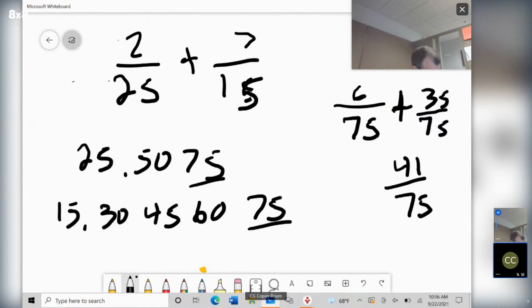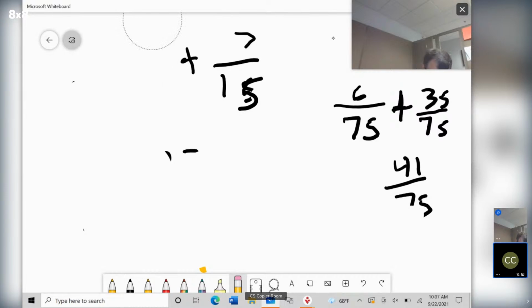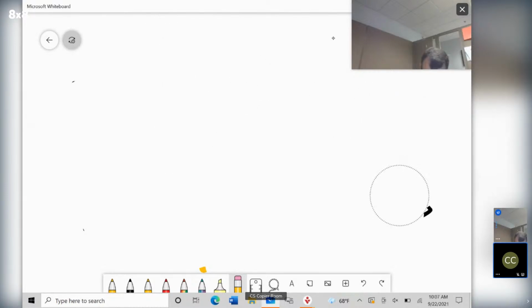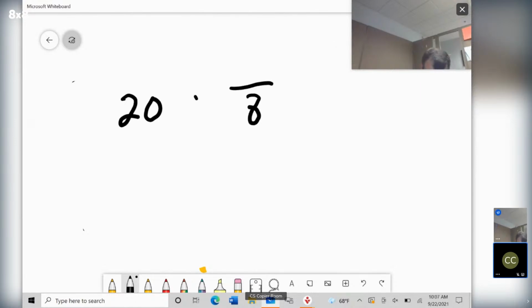And we can do another one here just to get the practice. What we will do, we'll do a 20 and an 8, which is a little bit bigger, but let's do 4/20 plus 7/8.